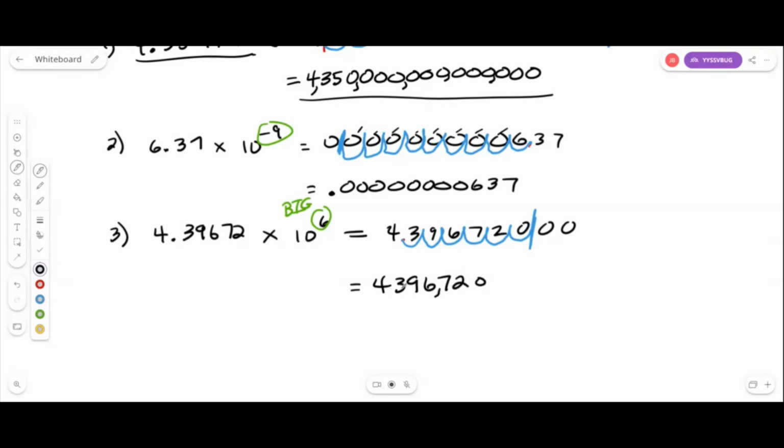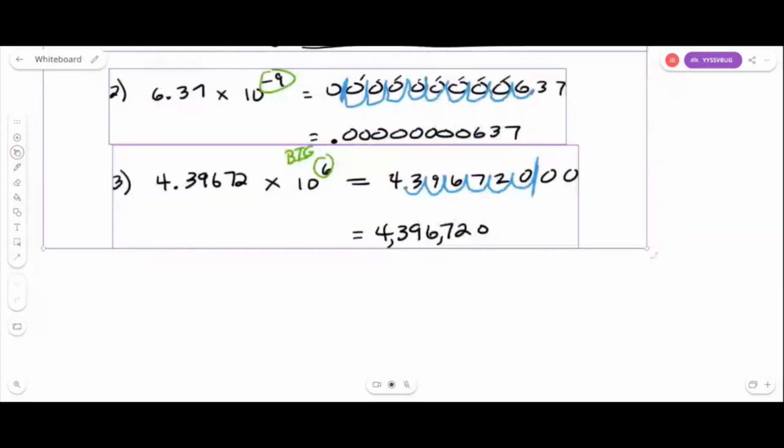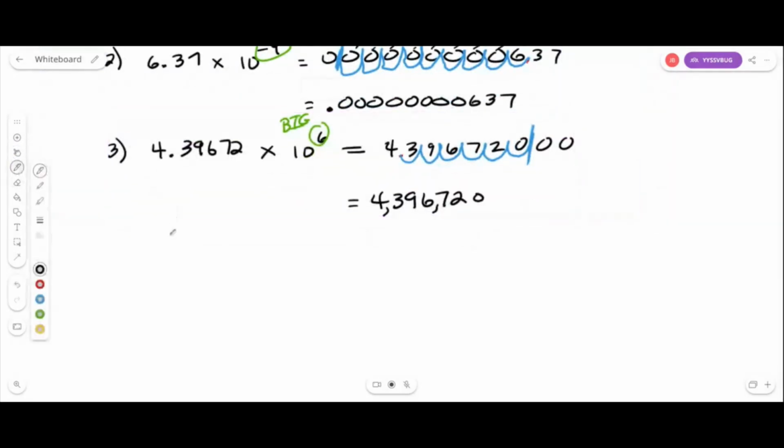And then every 3 digits, we put a comma. Okay. And if you have decimal places after, that's fine. There's nothing wrong with that. It's just you typically won't see that written. They'll chop the number off right there. All right. Try this one.